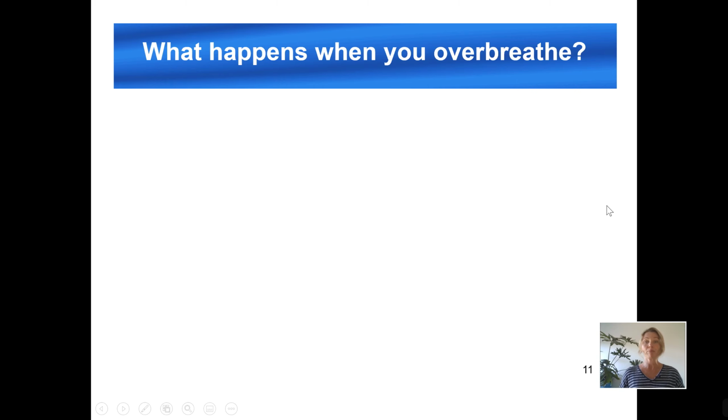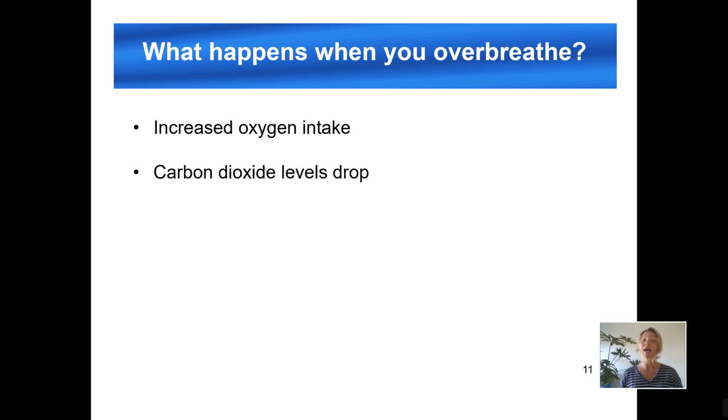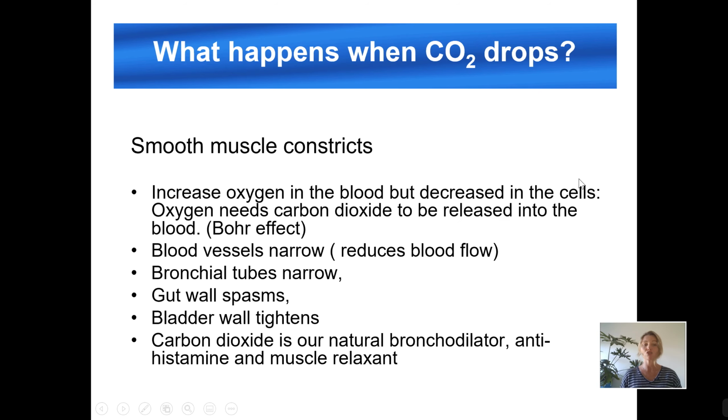So what actually happens when you overbreathe? We're taking in more oxygen, so that sounds like it's ideal. But our carbon dioxide levels drop. And everyone thinks of oxygen as the good gas, carbon dioxide as the bad gas. So you're thinking, well, what's the problem with that? We'll talk a little bit about the biochemistry behind that in a minute. When you overbreathe, especially if you're mouth breathing, you dehydrate your airways, so you get that very dry mouth feeling.